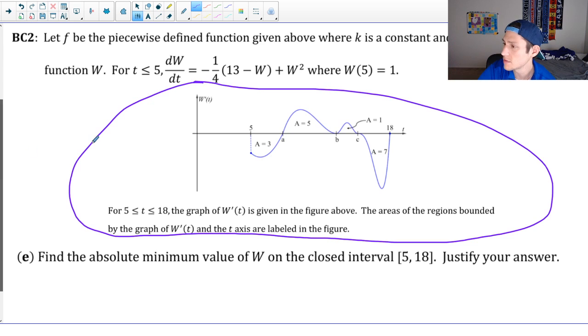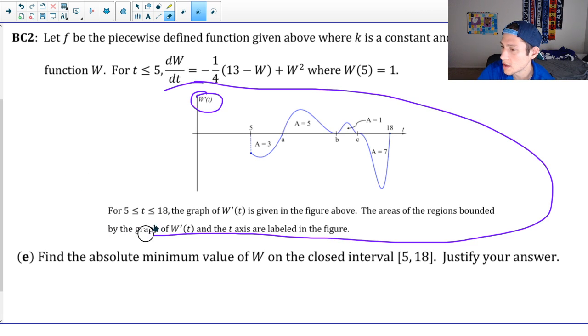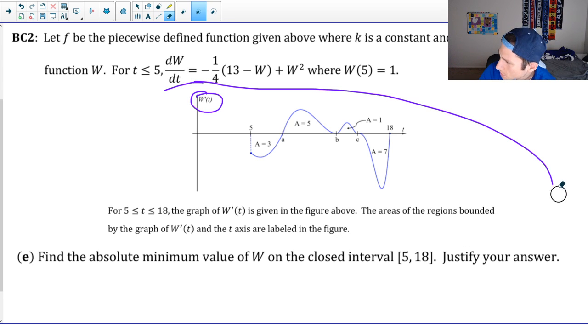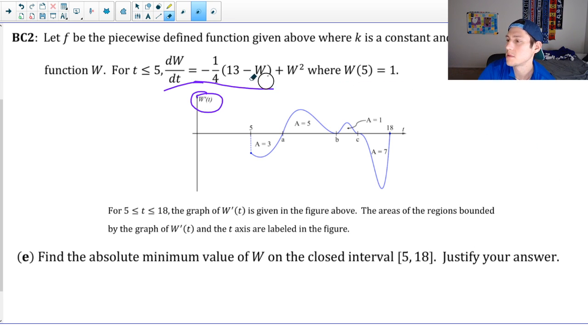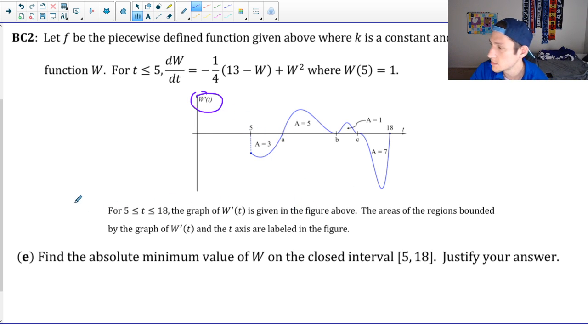Okay, so I have this graph. This is a graph of W prime. Always important when I first look at a graph to see what I'm actually looking at, which function. Am I looking at W, W prime, or F? In this case it is W prime. For t between 5 and 18, the graph is given above, with the areas of the regions bounded by the graph. Nice, it gives me the areas. That'll probably be useful. I'm assuming it's going to ask me to find some integrals.